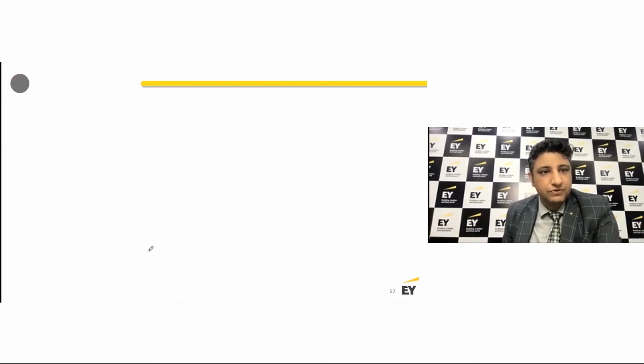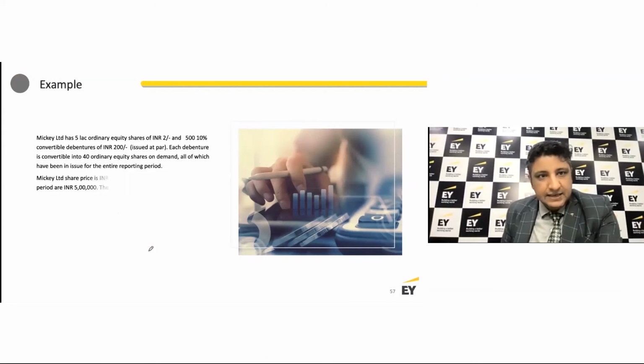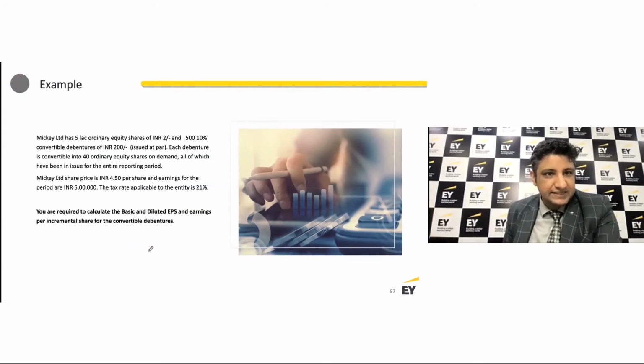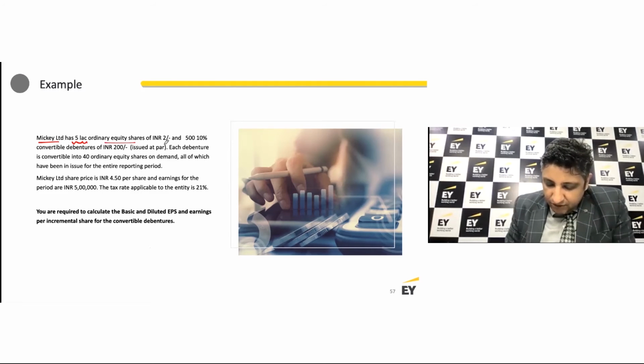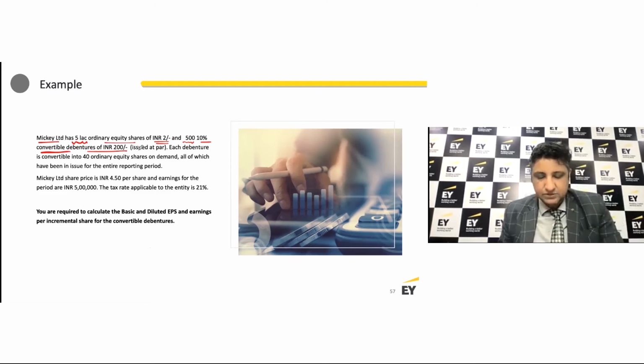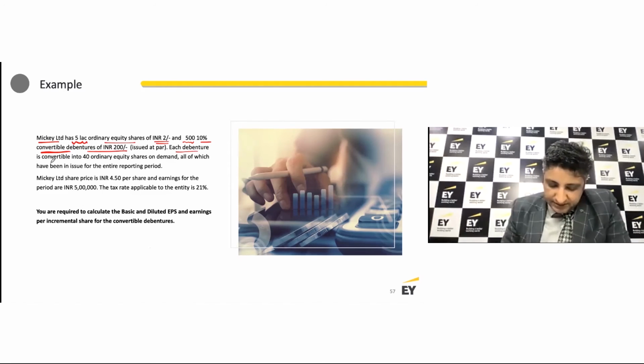That's what you're supposed to, of course, do further. Okay, let's have a look at a small example here. It says that Mickey Limited has 5 lakh ordinary equity shares of ₹2 each and 500 10% convertible debentures of ₹200. Each debenture is convertible into 40 ordinary shares. Now, importantly, we have 500 debentures.